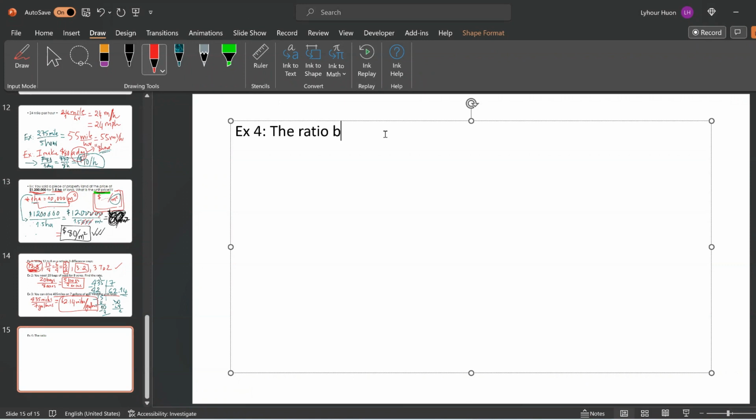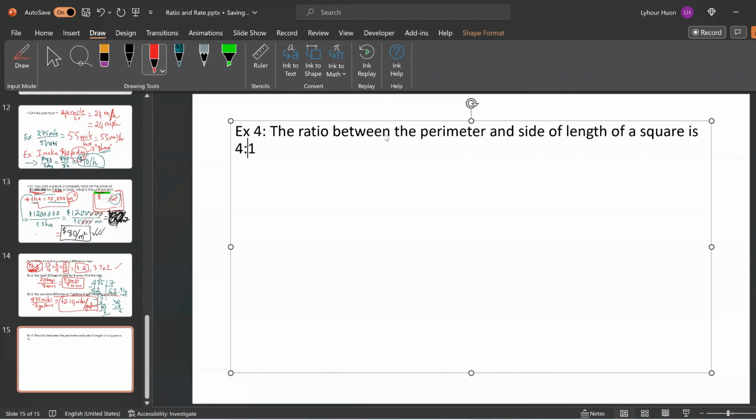The ratio between the perimeter and side length of a square is 4 to 1. Wait, do I have to take notes on this? Yes. Oh, I've just been doing it freehand.